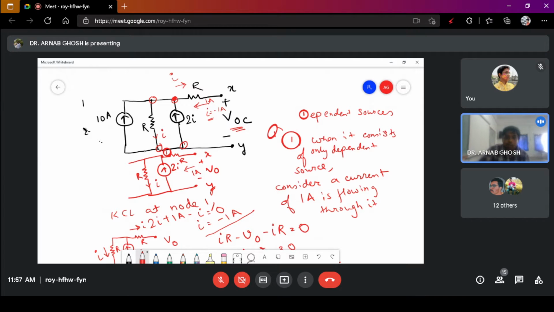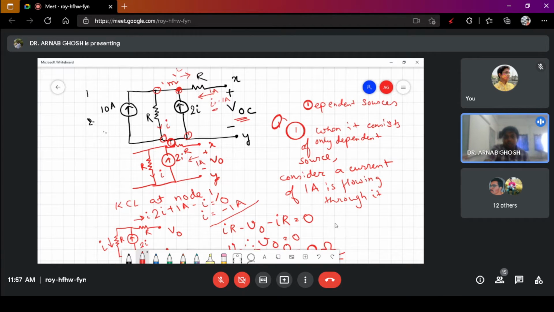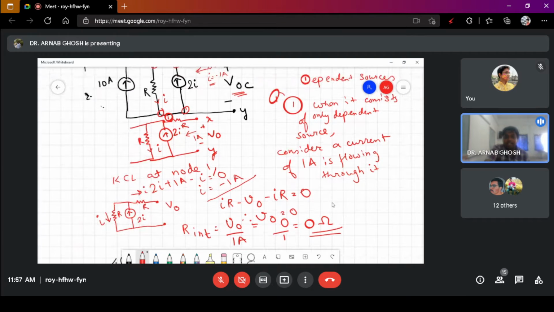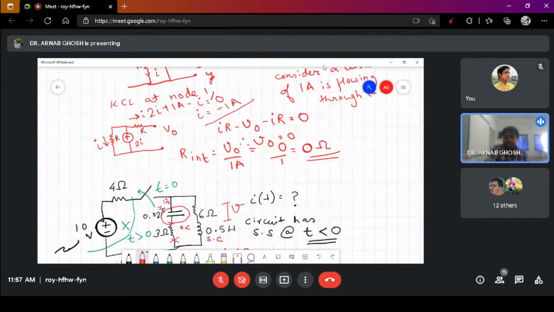So let's say we are taking KCL at this particular node. Again you see what are the currents entering, 10 and 2I, and what is the current leaving?